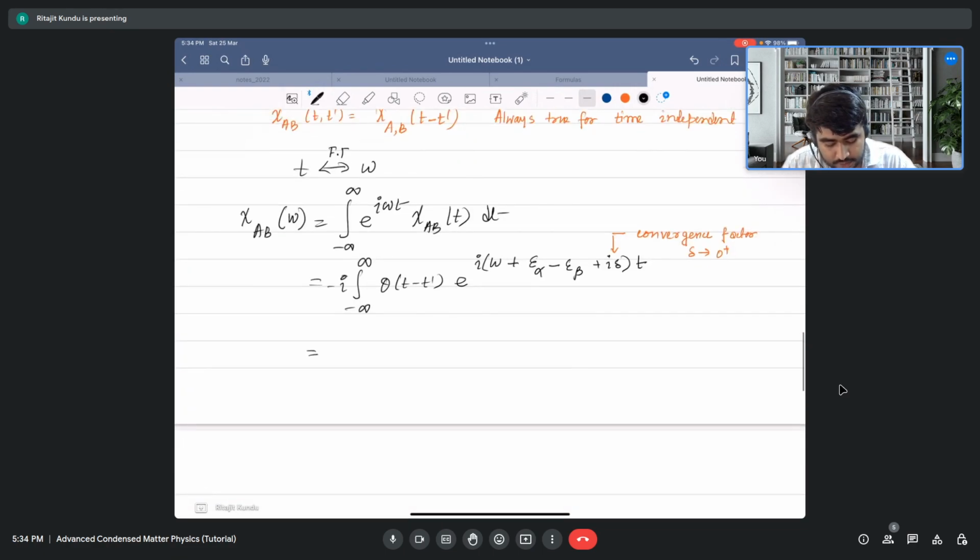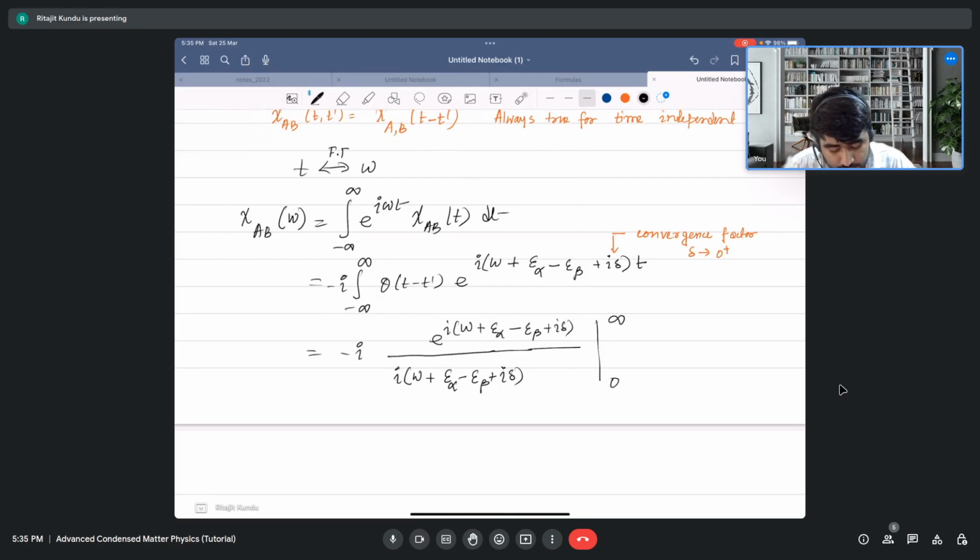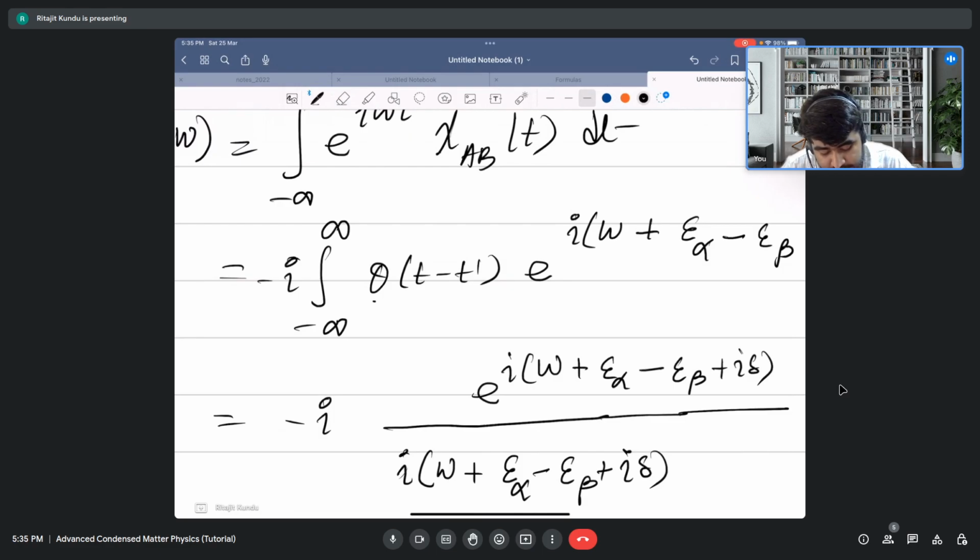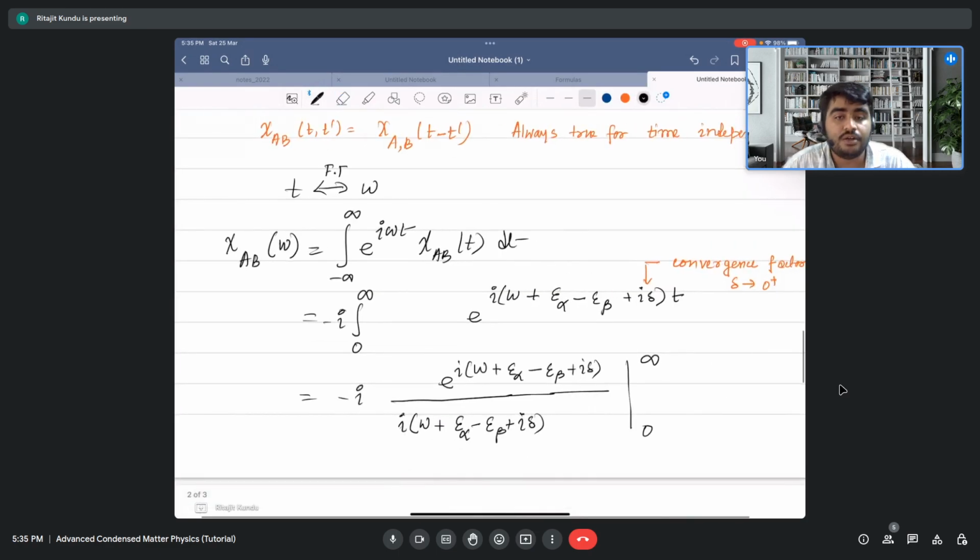So now we can do this integration. It is just a simple integration of an exponential, and you all know that the denominator gets the phase factor of the exponential, and on the numerator we have e to the power i omega plus epsilon alpha minus epsilon beta plus i delta, with limits from 0 to infinity. Note here that because of the presence of the Heaviside theta function, we can write this integral from 0 to infinity and remove the Heaviside theta function, because it becomes 1 when the argument is positive. So that is one simplification.